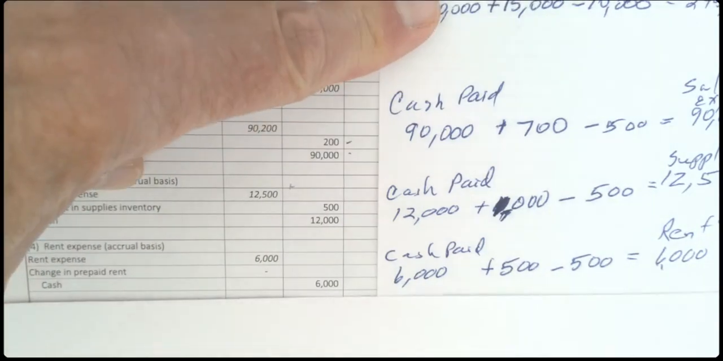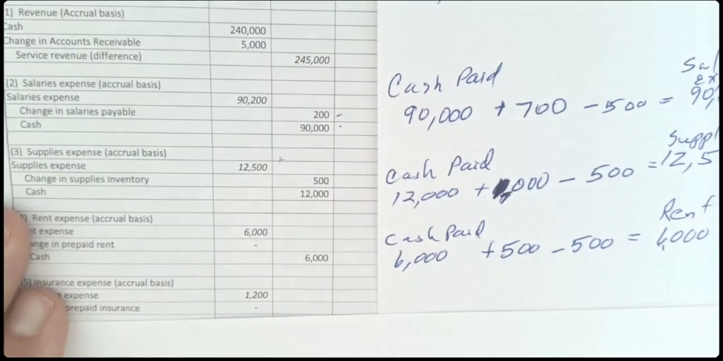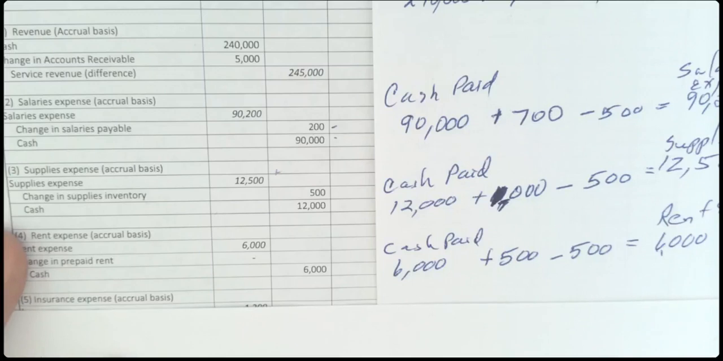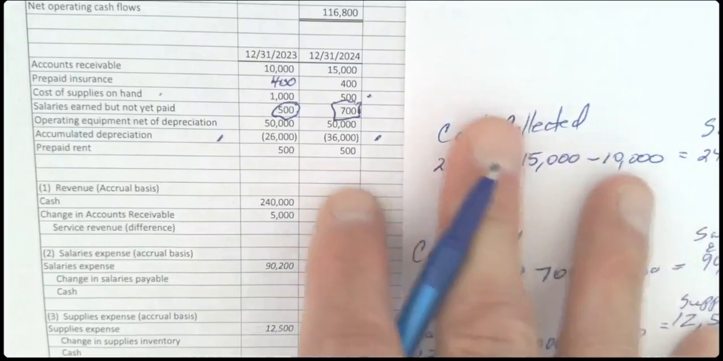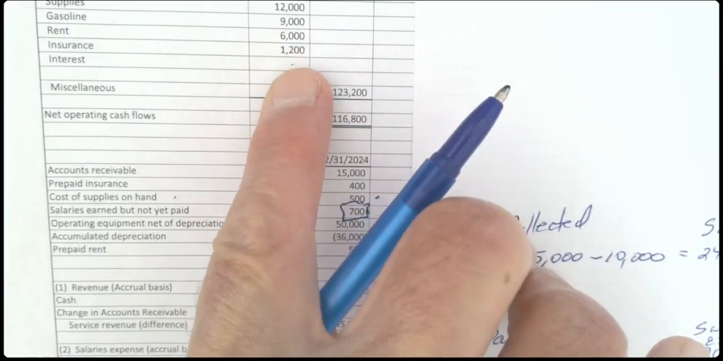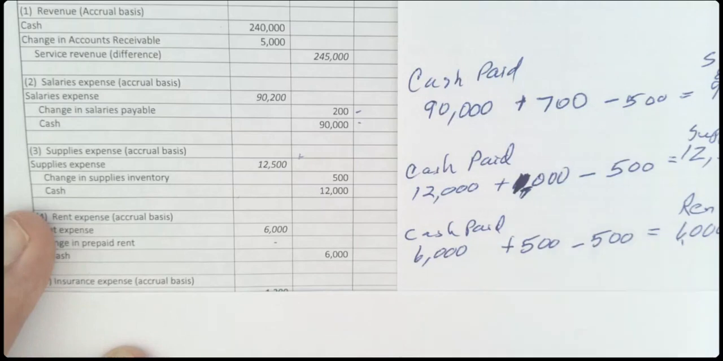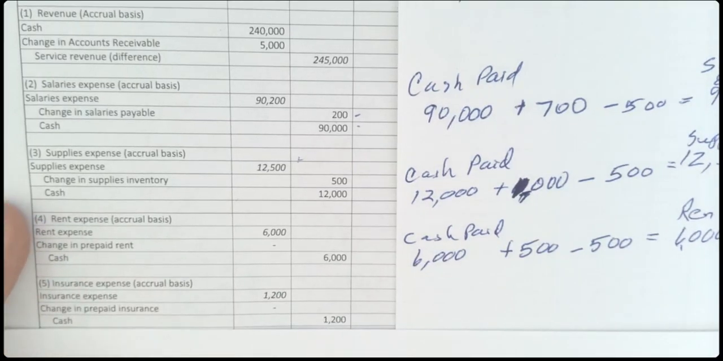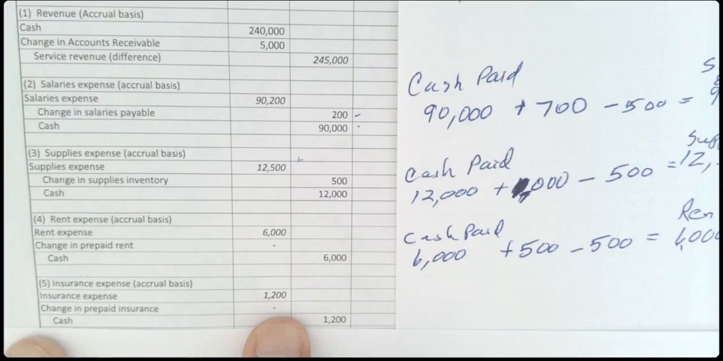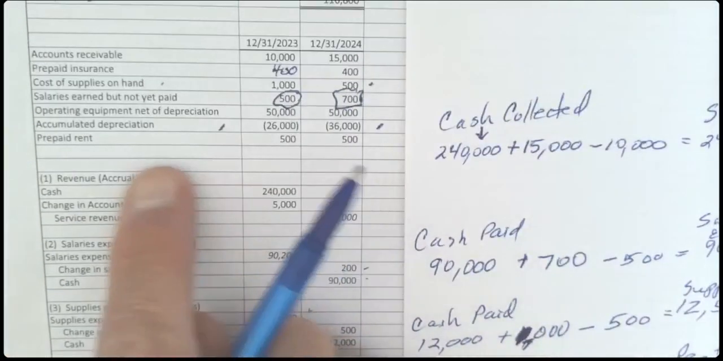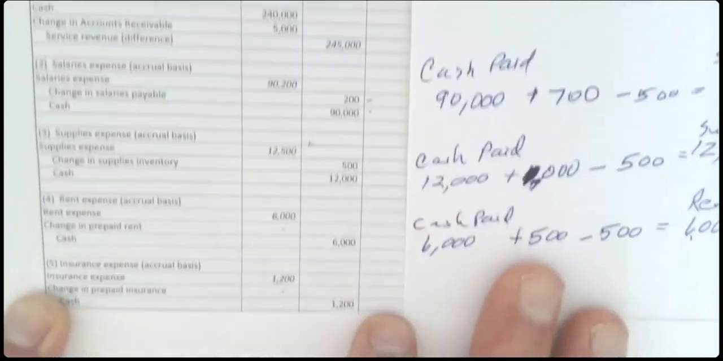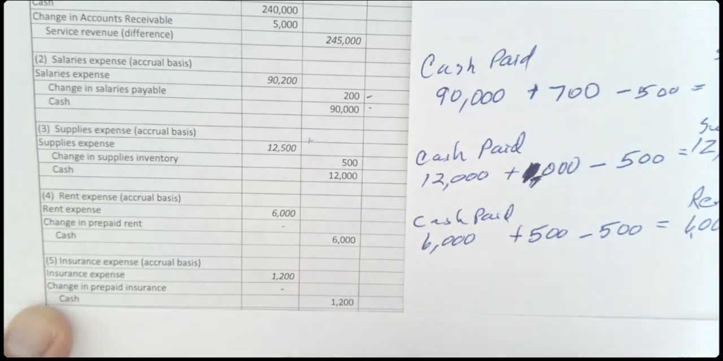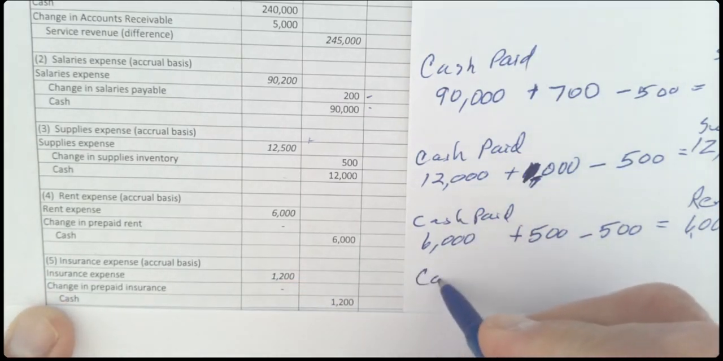All right. Next item is insurance expense. So cash paid for insurance was 1,200. Remember that? So that's the credit to cash. The change in prepaid insurance was 0. It was 400 in each year. And then insurance expense is the same, 1,200. So the logic is going to be the same as the one above.